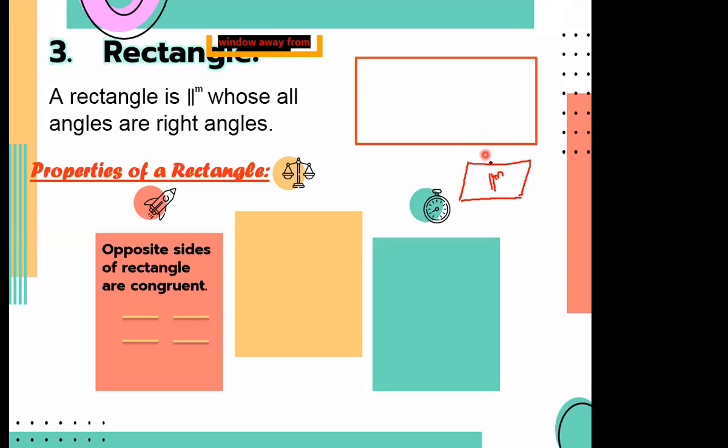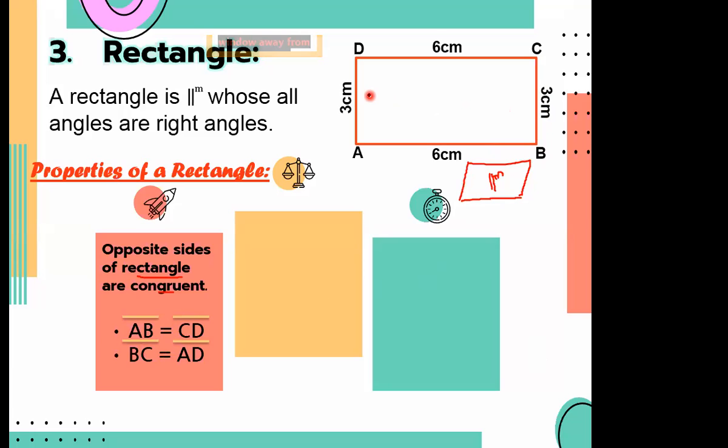As you can see here, the opposite sides of a parallelogram are congruent. Similarly, the opposite sides of a rectangle are also congruent. Suppose side AB will be equal to side CD and side BC will be equal to side AD. Now look here. This is AB, which is equal to 6 centimeters. The opposite side, CD, is also equal to 6 centimeters because the opposite sides of a rectangle are congruent. Similarly, side BC is 3 centimeters, so the opposite side AD will also be equal to 3 centimeters.